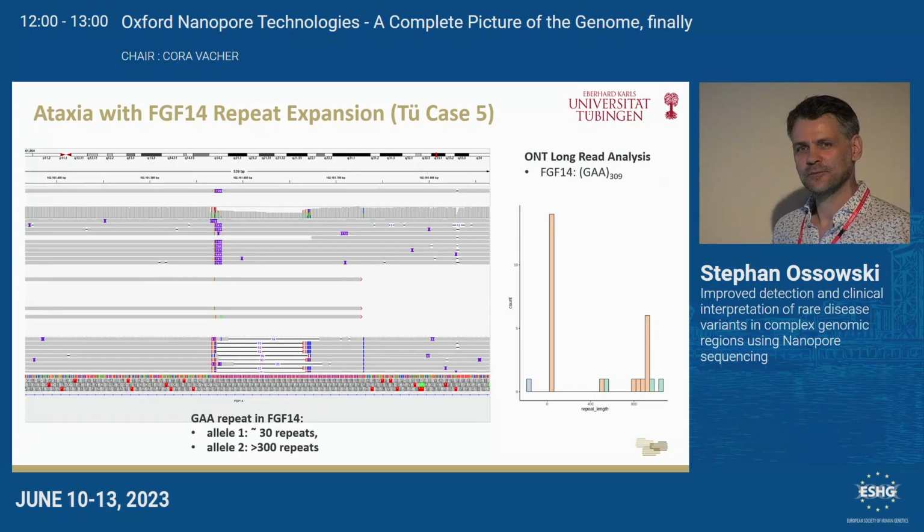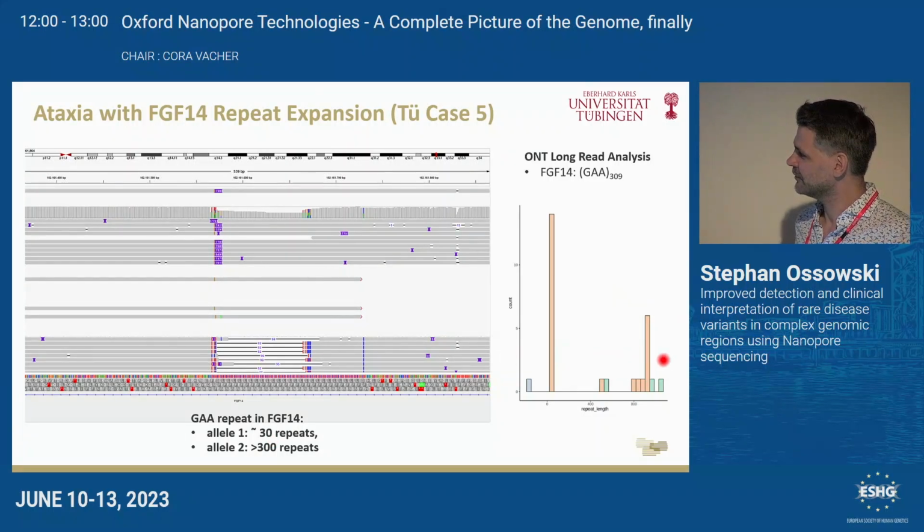Then we have more complicated repeat expansions, and that typically happens when they are very long. Then you have problems to visualize them nicely in IGV. Instead, what you get are these short purple bars here that indicate a large insertion. Specifically in that case, again, the shorter allele was already longer than the reference. It had like 30 repeat copies, like 90 bases long, of a GAA repeat in FGF14, and then allele 2 has more than 300 repeat copies.